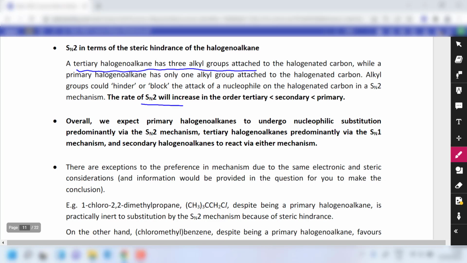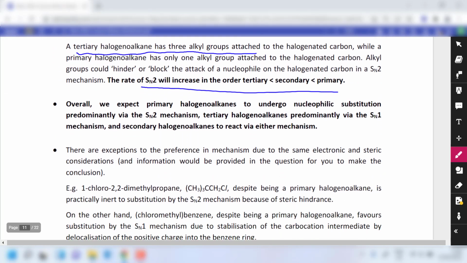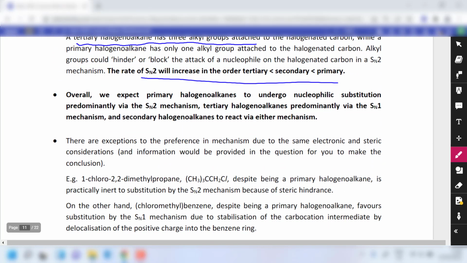Okay, so the rate of SN2 will increase in the following order. Primary substrate will react fastest via SN2, tertiary substrate the slowest. And then for SN1, tertiary will be the fastest, primary will be the slowest. So in short, we will largely expect primary halogenoalkanes to react via SN2 predominantly, tertiary to react via SN1 predominantly. Secondary will be either, but in reality it's actually both.